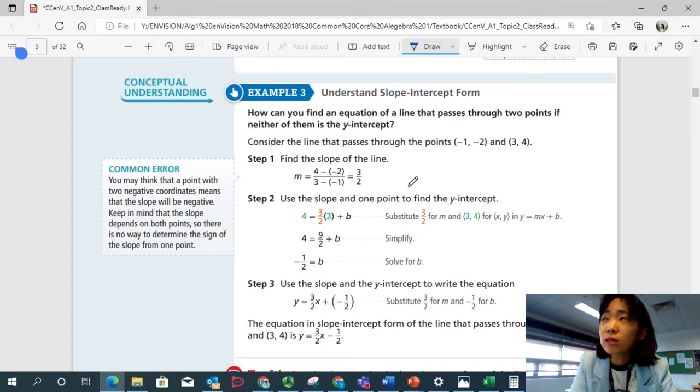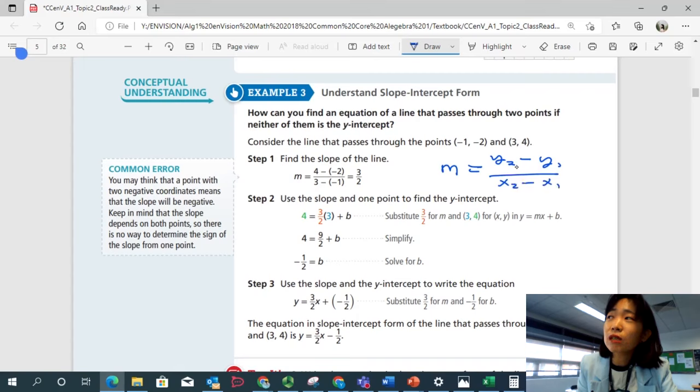Consider the line that passes through the points (-1, -2) and (3, 4). We have 2 points, but none of them are y-intercepts. So how do you find the slope of the line? You can find the slope by counting the changes. In an equation, your slope equation should always be a y value minus another y value over an x value minus another x value.